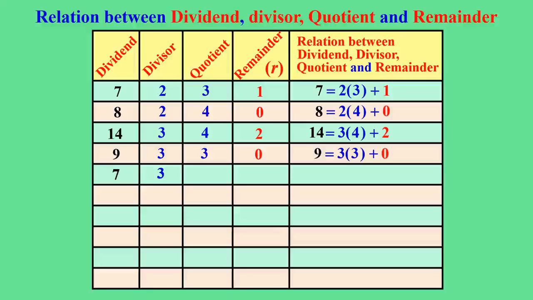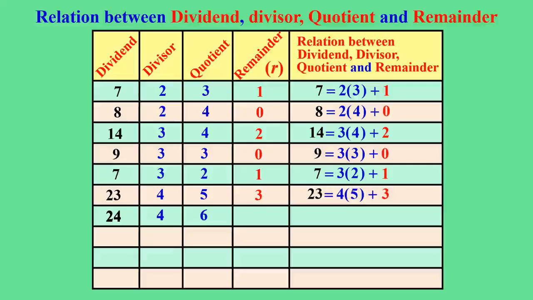Dividend is 7, divisor is 3, then we get the quotient 2, remainder 1. The relation between these numbers is 7 is equal to 3 times 2 plus 1. 23 is the dividend, 4 is the divisor. When we divide 23 by 4, the quotient is 5, remainder is 3. Then 23 is equal to 4 times 5, that is 20, plus 3.